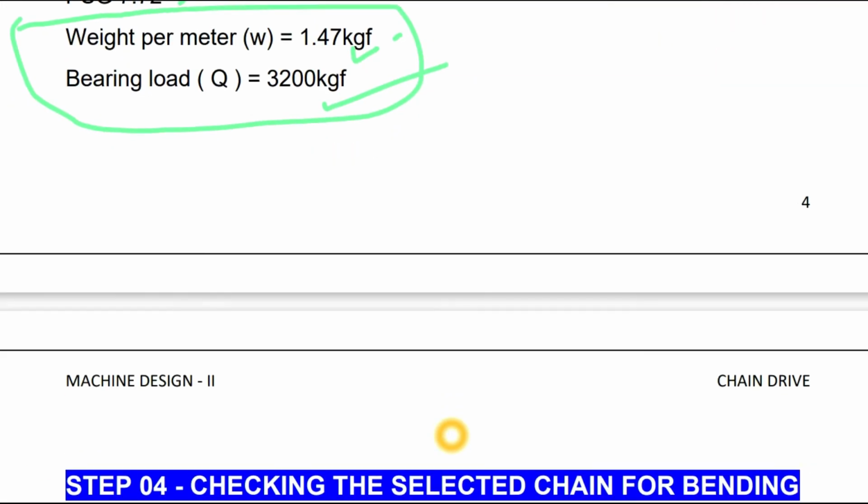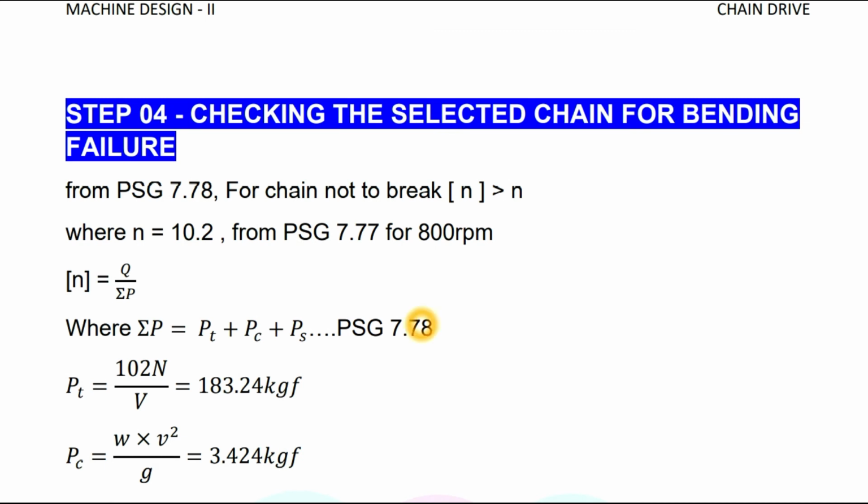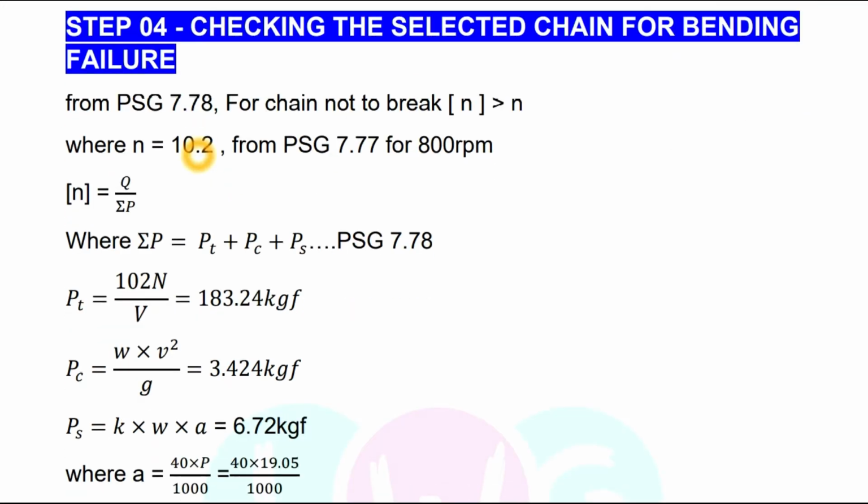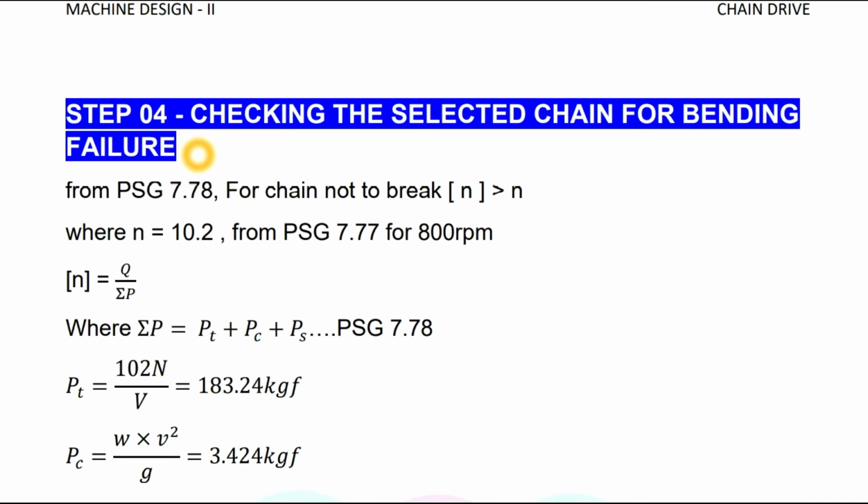Okay, so moving to the next step, step number 4. Step number 4 is checking the selected chain for bending failure. Okay, now we have selected the chain, so we will check that it is safe in bending. Whether the chain is bending or not, whether it is safe or not. We will check that the chain which we have selected is safe against bending failure.